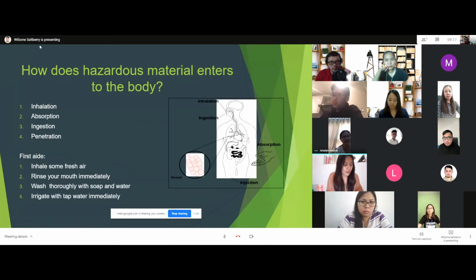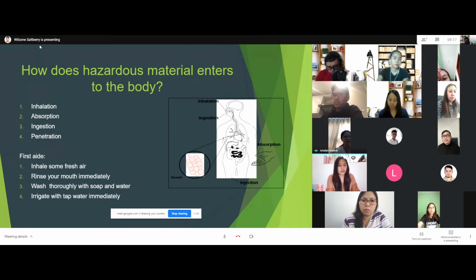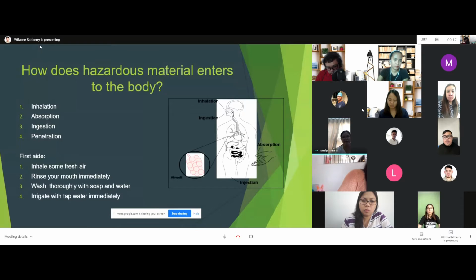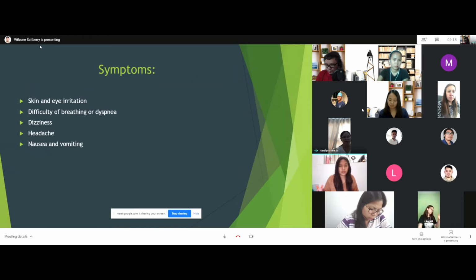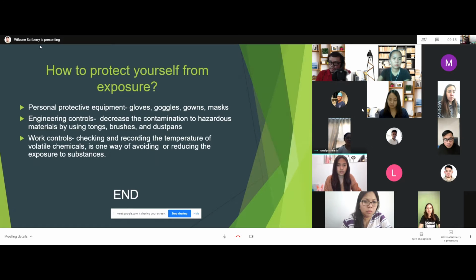How do hazardous materials enter the body? First through inhalation, absorption, ingestion, and finally penetration. The first aid for this is to inhale some fresh air, rinse your mouth immediately, wash thoroughly with soap and water, and irrigate with tap water immediately. The possible symptoms are skin and eye irritation, difficulty of breathing or dyspnea, dizziness, headache, nausea and vomiting, and also chemical burns, birth defects, and disorders of the lung, kidney, or liver.